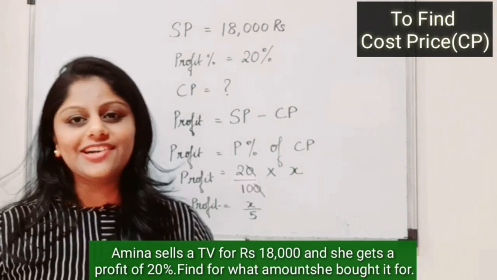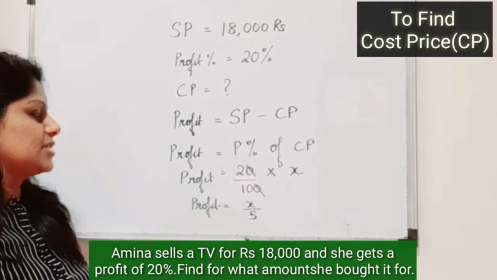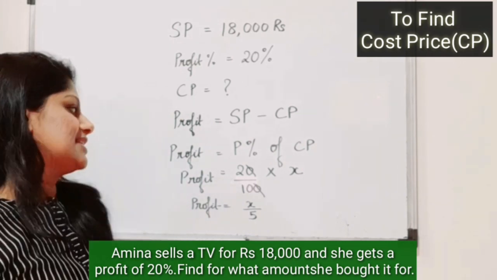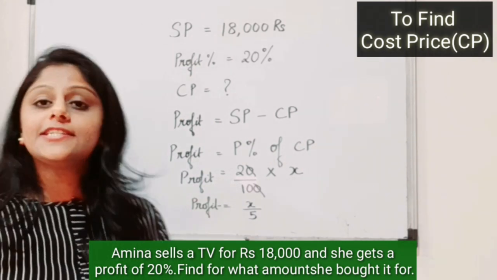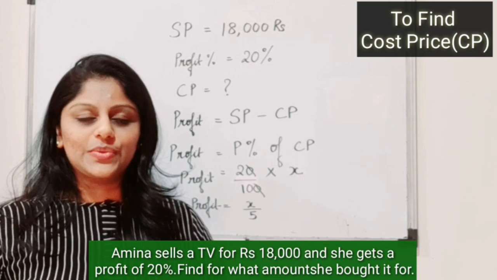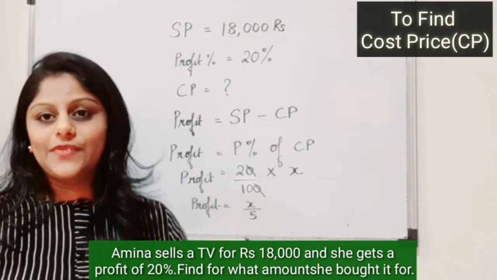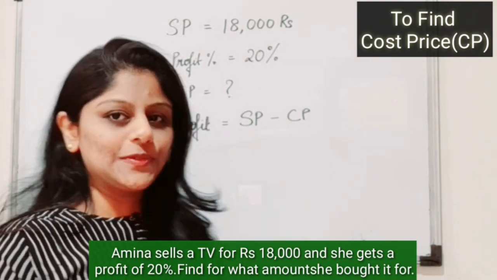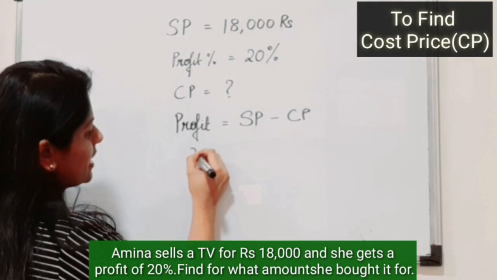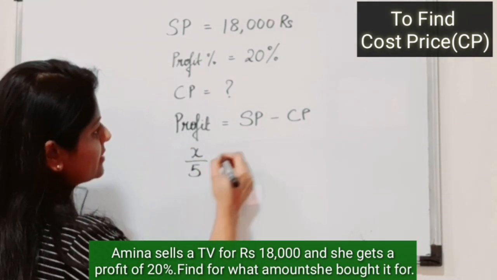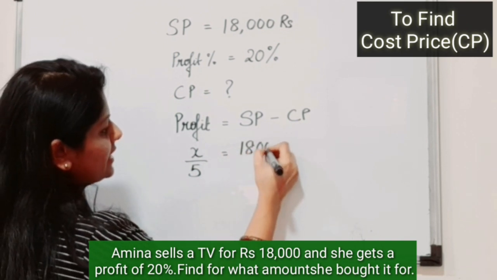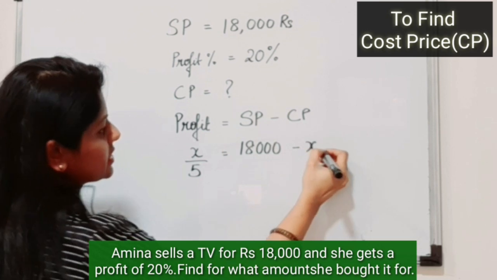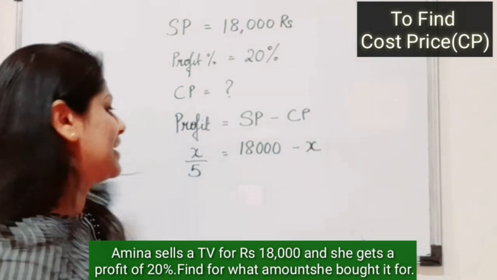I hope until here it was clear how we got X by 5. That is, CP was not given. Therefore, we took it as X as the value, and the rest is similar to what we did in the previous question. So, let's substitute the values in the formula and find the cost price. So, profit X by 5 is equal to SP, which is 18,000 rupees, minus CP, which is X. We denoted it as X.